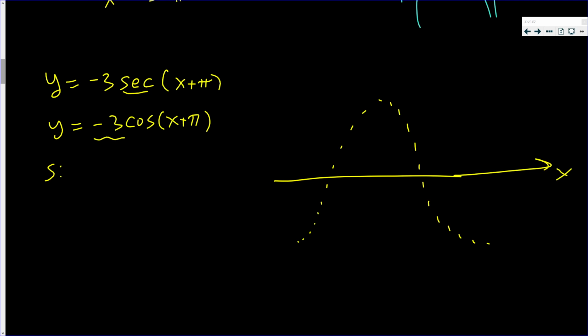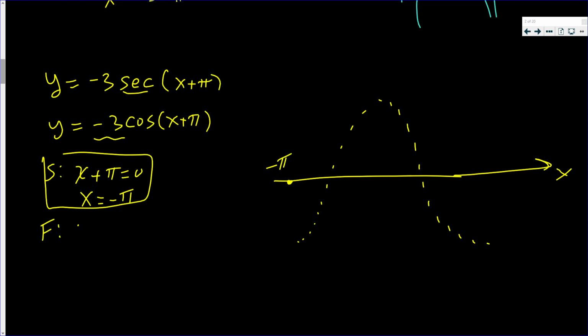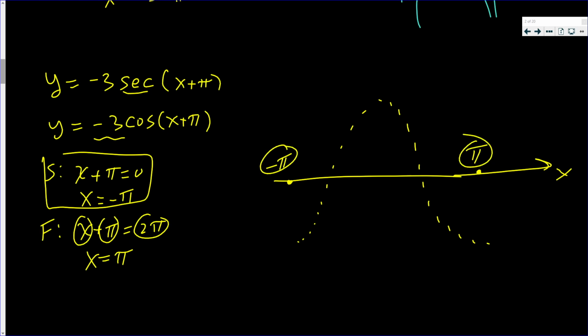And we find the start. That's when the angle is 0, so x must be negative pi. And it finishes when the angle is 2 pi. Well, you should know that pi plus pi gives you 2 pi, so x is pi, which is great. I love having the start and the finish just being different by a sign. That means that the y-axis is right in the middle.